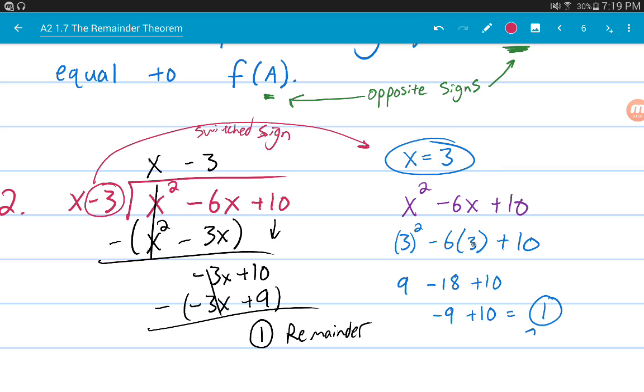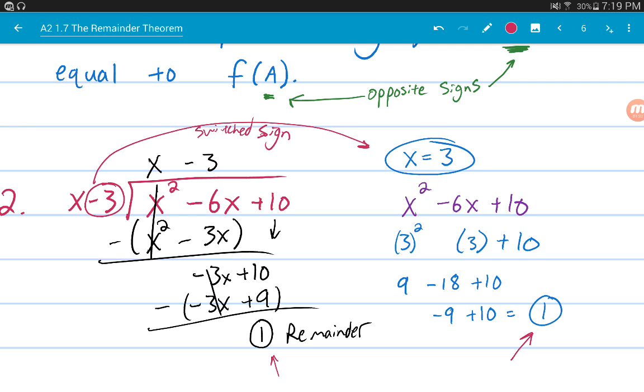I get 3 squared minus 6 times 3 plus 10. 3 squared is 9, minus 18 plus 10. 9 minus 18 is negative 9, plus 10 is 1. So I get the same exact thing when I evaluate as if I had divided. So that means that I can use evaluating, meaning plugging values into a function, instead of having to divide in order to find the remainders that I want.